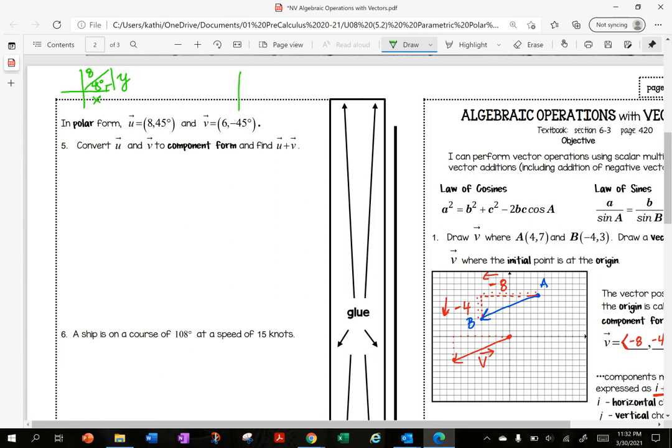So v is at negative 45 degrees and 6. So this is negative 45 degrees and 6. Okay, so I want to calculate x and y in both triangles, and then I'm going to add the horizontal components together and the vertical components.